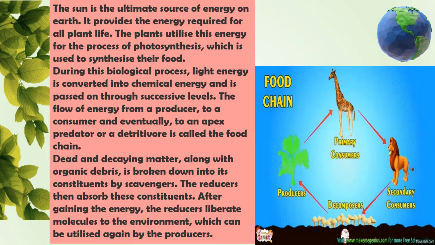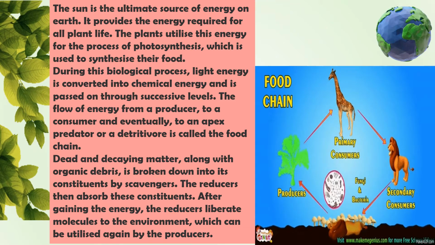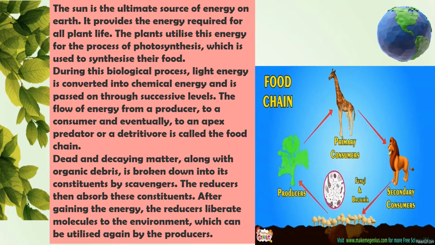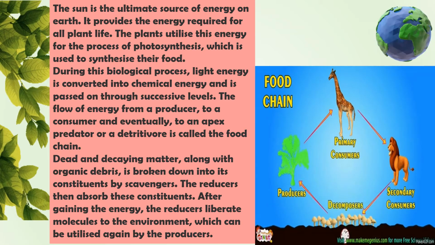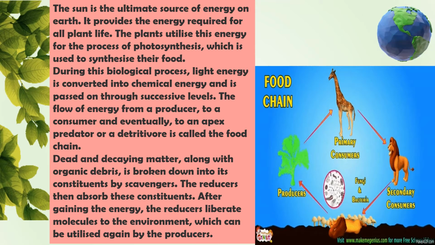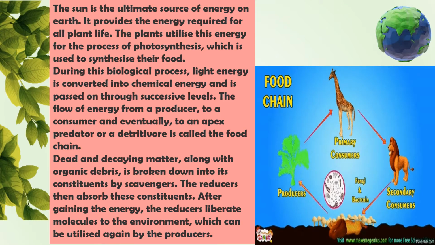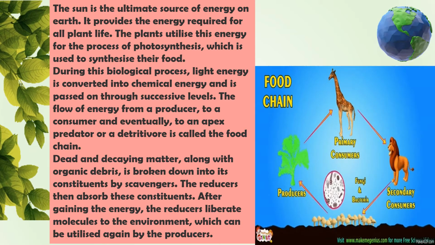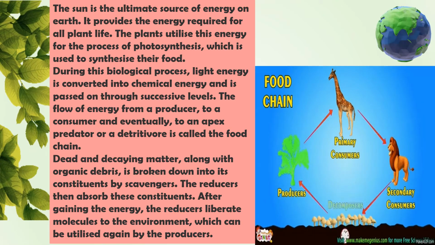Means from the sun, the energy is going into the plants and these plants are then converting light energy into chemical energy. Okay. So the flow of energy from a producer to the consumer and eventually to an apex predator or a detritivore is called the food chain. Dead and decaying matter along with organic debris is broken down into its constituents by scavengers. Scavengers are nothing but crows, vultures, small worms which are breaking down the dead and decaying matter, okay, into organic substances.